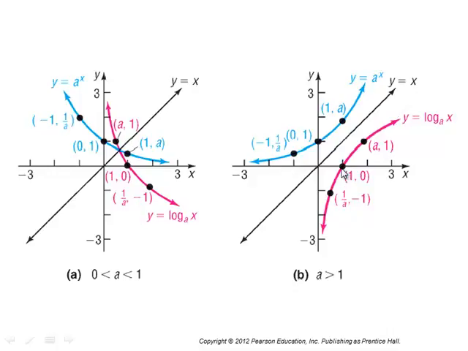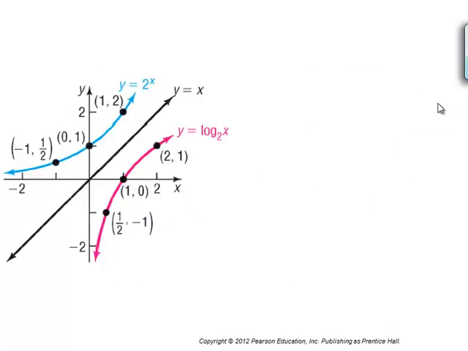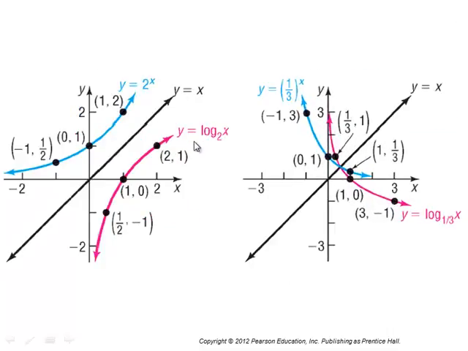It goes through this point, 1 comma 0, and it goes from negative infinity, which the function approaches as x approaches 0 from the right, goes up and up through 1 comma 0 and up to the upper right. Like, for example, the graph of y equals log base 2 of x. Here's the graph of y equals log base 1/3 of x.